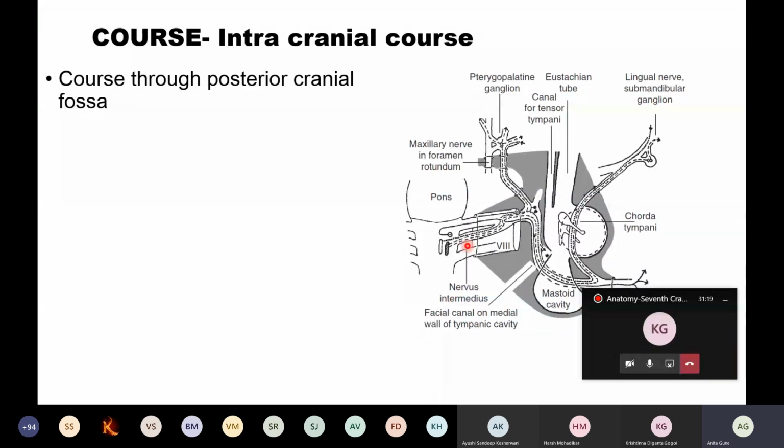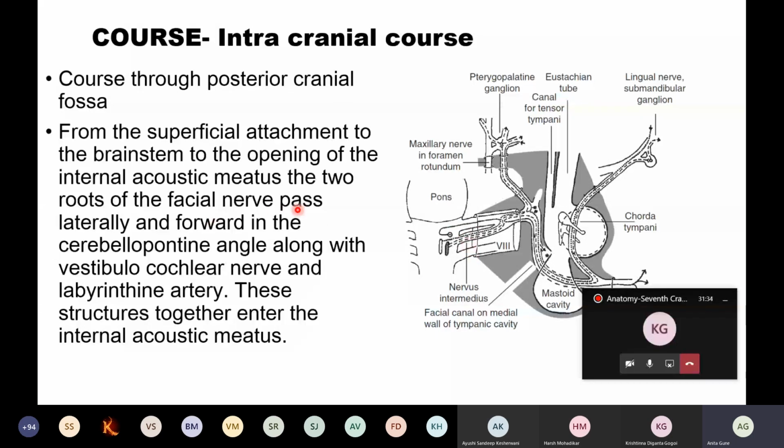Now, through the posterior cranial fossa, as we said, it will arise as two routes, just related to the vestibulocochlear nerve at the junction, the cerebellopontine angle. It will go from there and pass to the internal acoustic meatus. So what is happening is, coming from the pons, it approaches the internal acoustic meatus.